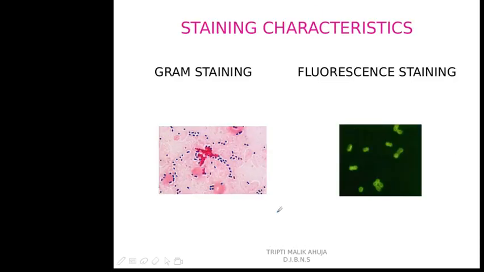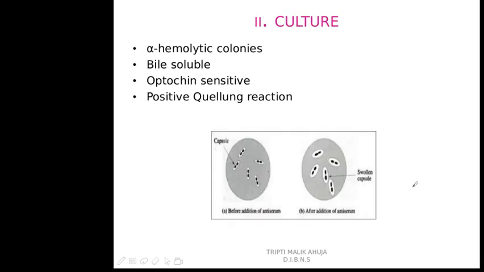This shows the Gram staining. You can see the gram-positive cocci in pairs surrounded by a refractile capsule layer. This shows the fluorescence staining of Streptococcus pneumoniae.